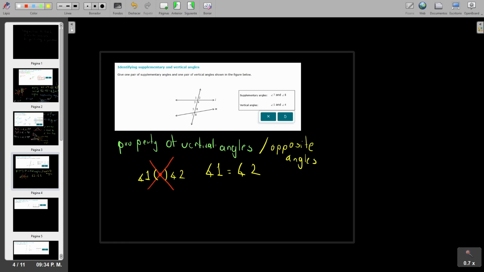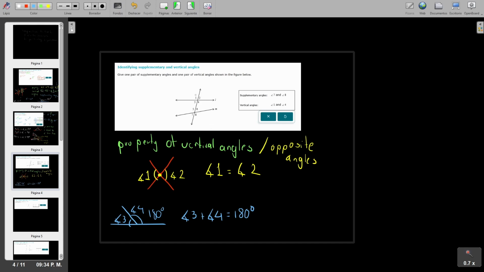Remember, vertical angles are the same as opposite angles, across the vertex. Now, do you remember the supplementary angle? The supplementary angle is the one where the sum of its angles is going to be 180 degrees. For example, angle number 3 and angle number 4, meaning that angle number 3 plus angle number 4 is going to be 180 degrees.